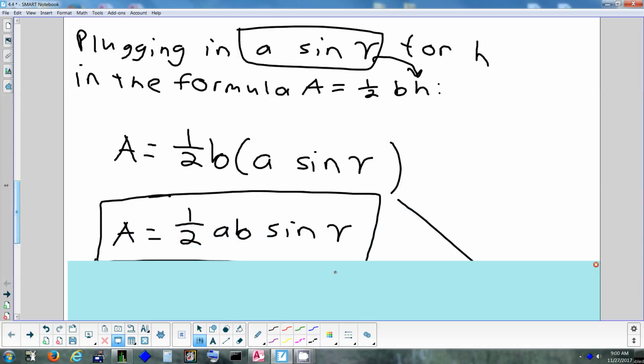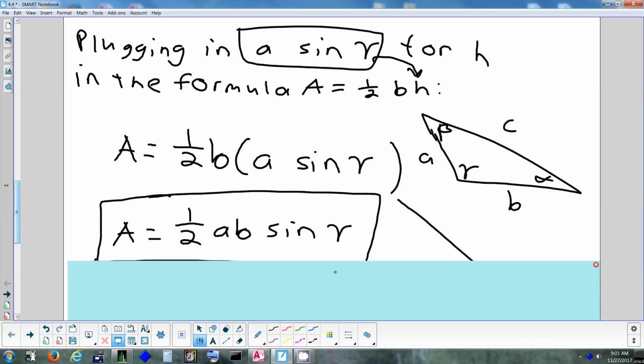But if you do BA, that's the same as AB. Okay. Any question on that? So that's the formula for area of a triangle if you knew sides A and B. Now, let's draw it. Let's look at it. A, B, C. And we'll label alpha, beta, and gamma.